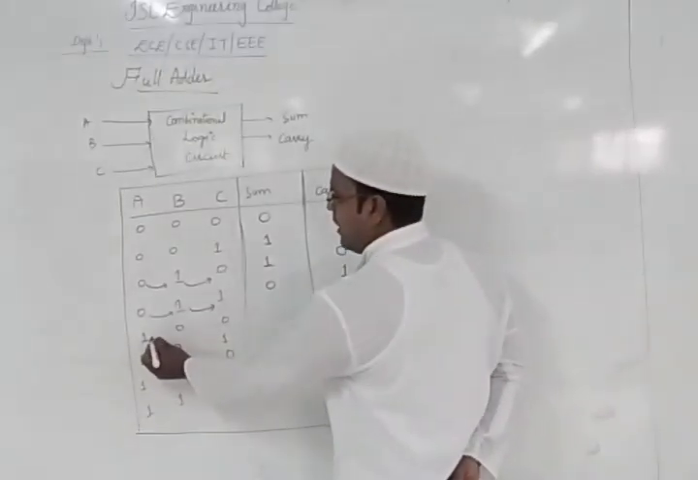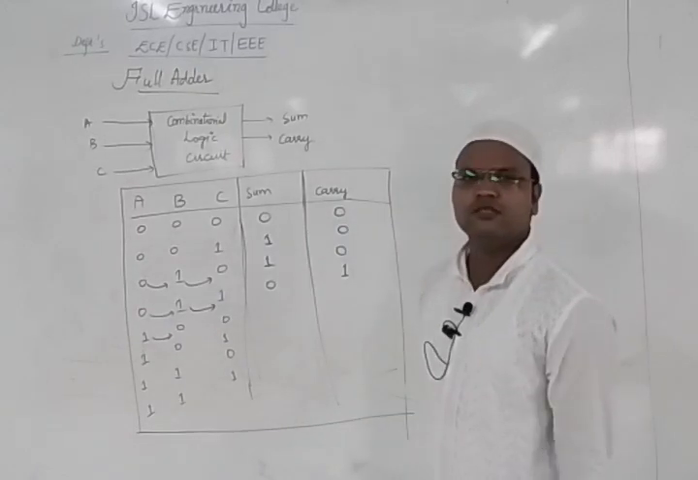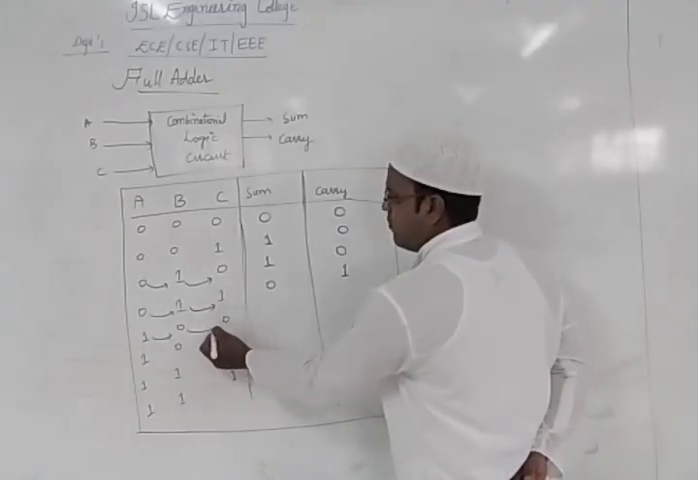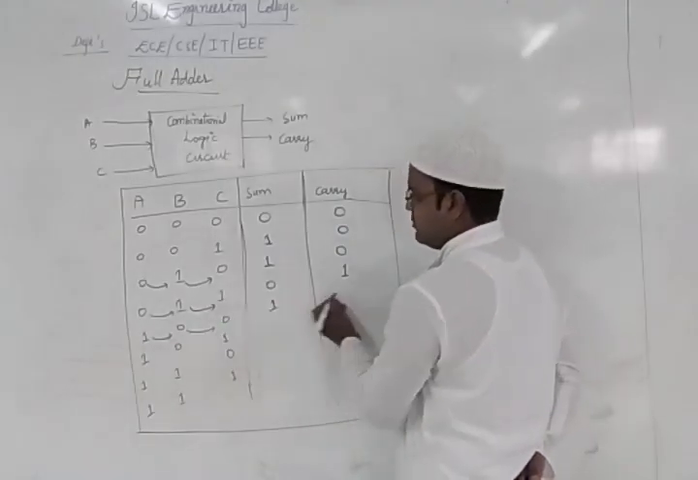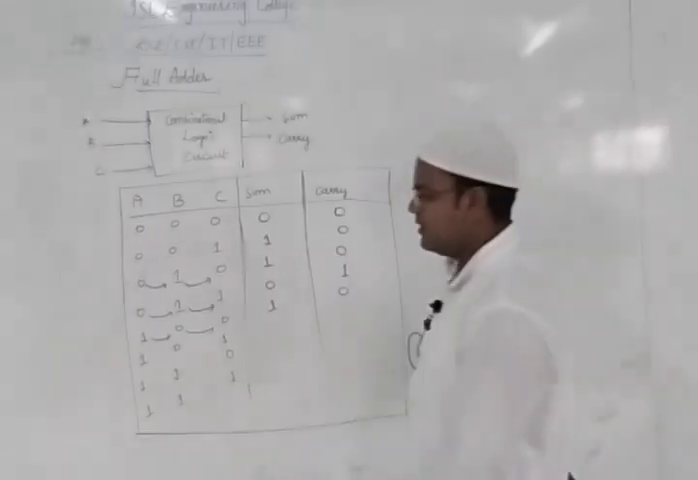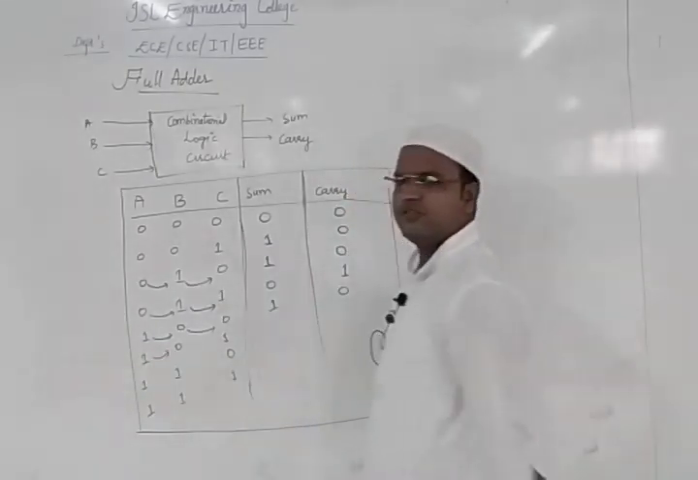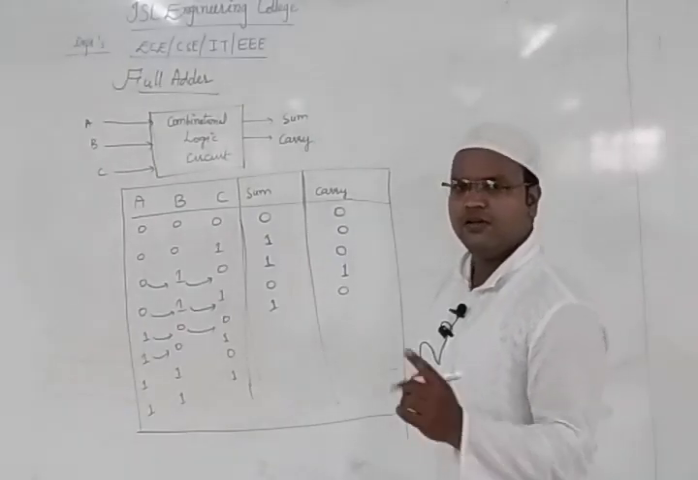Likewise for the next one, 1 plus 0. So 1 plus 0, it's 1. Again that 1 plus 0, it is what? 1. So there is no carry, it's 0. Similarly 1 plus 0. So what is 1 plus 0? It's 1.